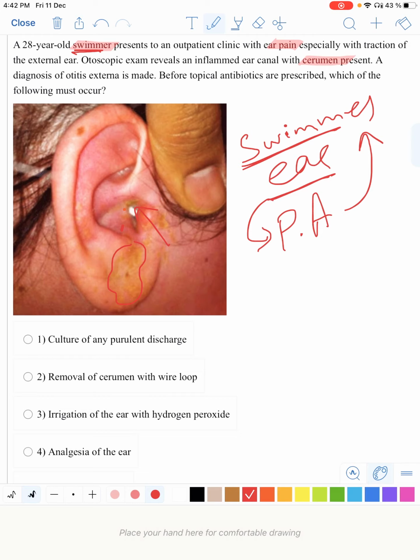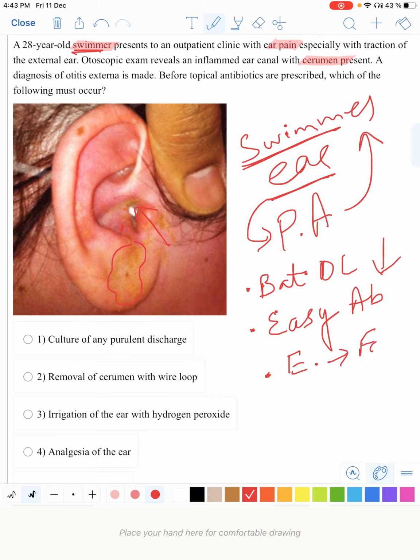For the debridement, we need a wire loop. With the help of the wire loop, we remove the cerumen. So what happens if we remove it? The bacterial overload decreases, there is easier absorption of the drug, and cleaning makes the external ear recover faster.